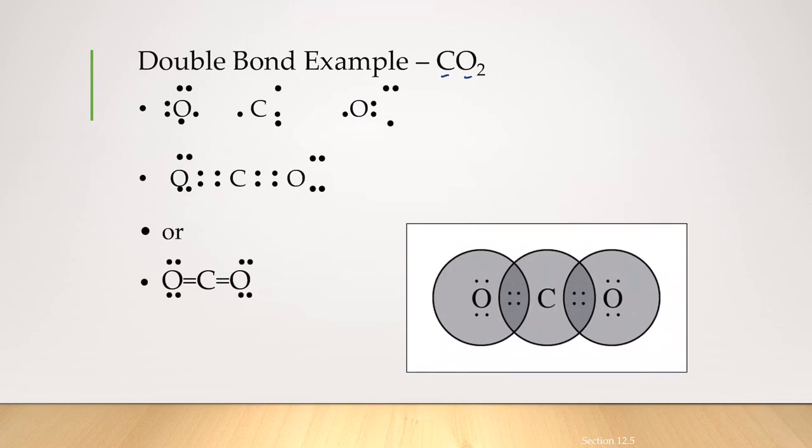Carbon dioxide. Carbon dioxide has one carbon and two oxygens. So I'm going to write the two oxygens, one on each side, and I'm also going to write the electrons around the different atoms. Carbon has a total of 4 valence electrons and oxygen has a total of 6 valence electrons. Out of these 6 valence electrons, there are 4 electrons which are going to exist as lone pairs.